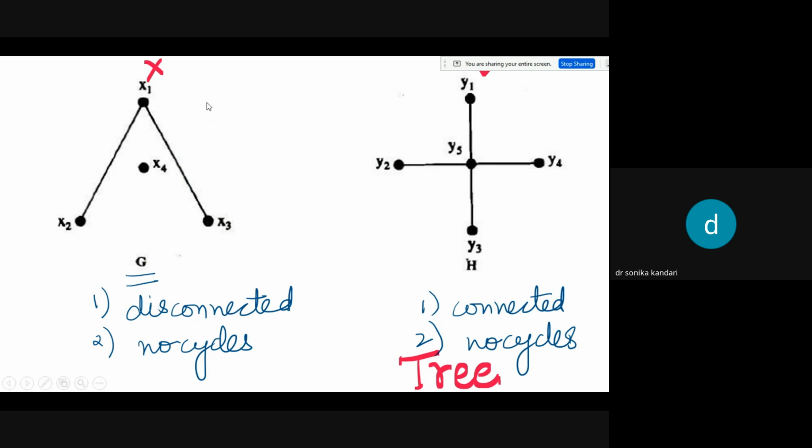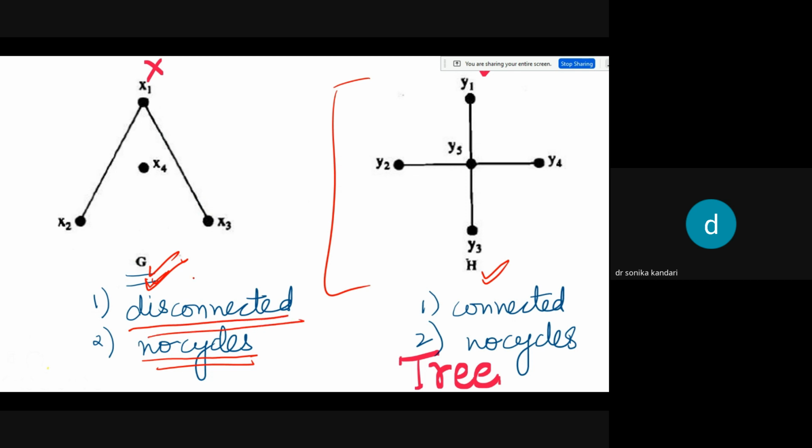See two diagrams. In one diagram we have graph G, and in another we have graph H. Are you able to view the two diagrams? Yes, ma'am. In G, we have no cycles. Is there any cycle? No. And why are we writing disconnected here? X4 has no edge whatsoever. X4 is disconnected from other nodes.